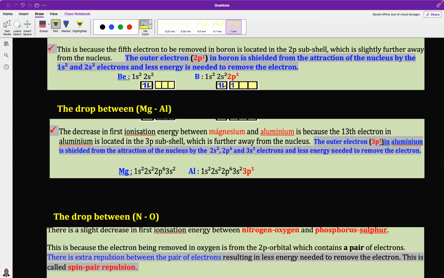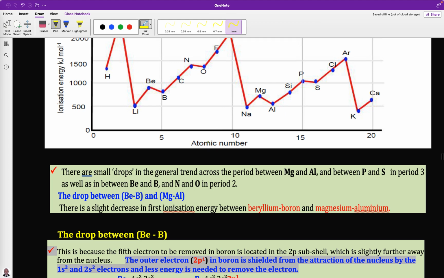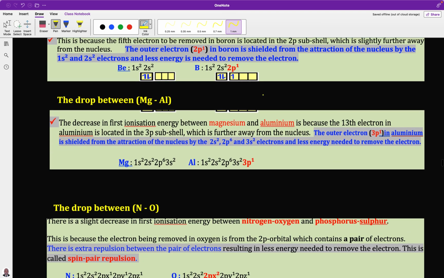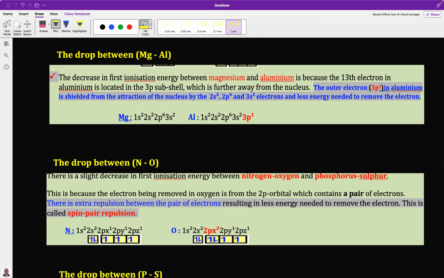Now let's go to period 3. Period 3 is from sodium to argon. Then why is it that aluminum has a lower first ionization energy than magnesium? Aluminum and magnesium, the same thing. It's the same thing we did in period 2.